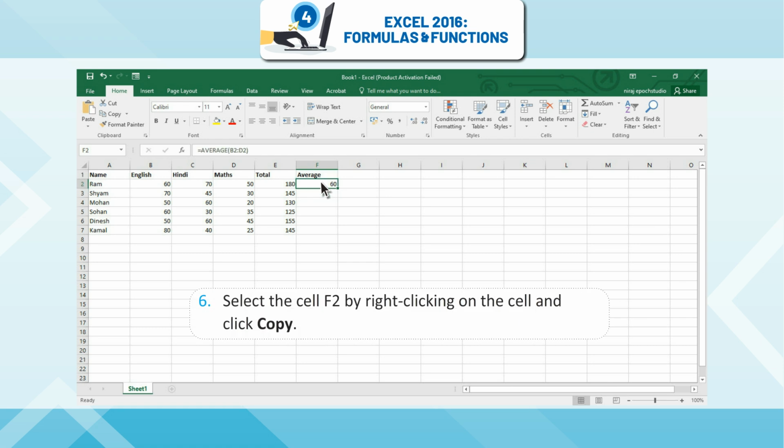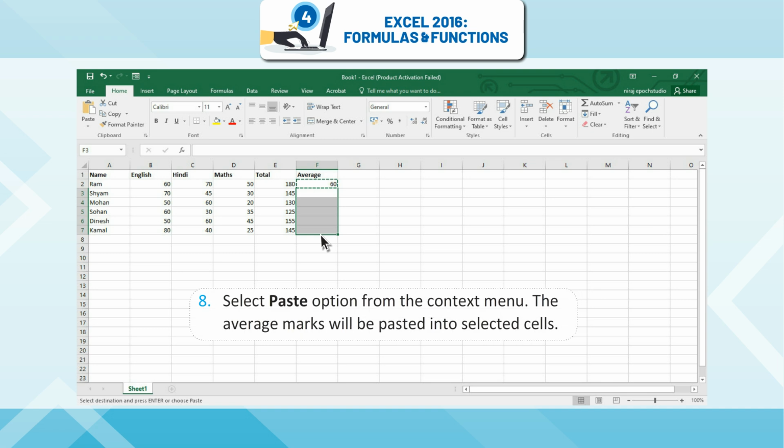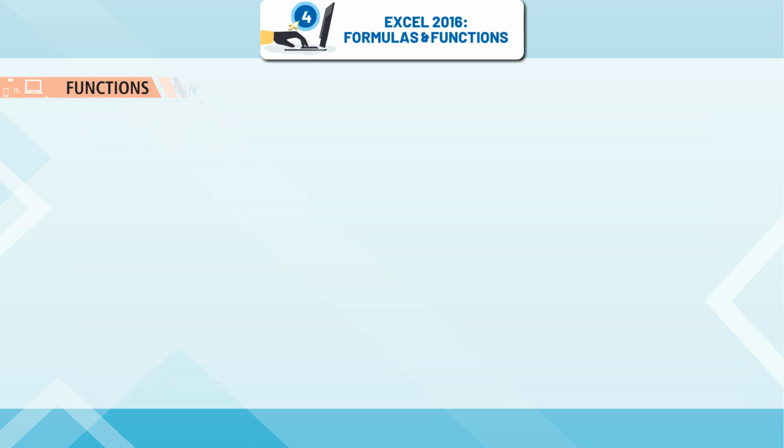Select the cell F2 by right-clicking on the cell and click copy. Click and drag to select cells F3 to F7. Select paste option from the context menu. The average marks will be pasted into selected cells.